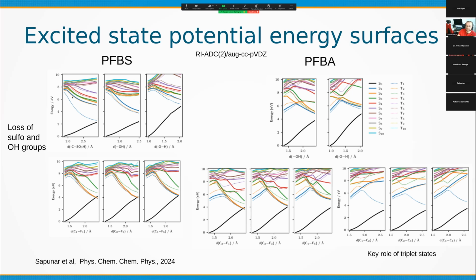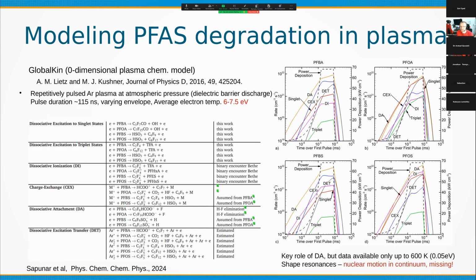The solid lines are the potential energy surfaces from the singlet states, and the dashed ones are from the triplet states. Okay, and so for PFBA, we see that there is not a big difference between the singlet and the triplet contribution, with the exception of the C-C bond cleavage, where we see that actually the inclusion of the triplet states is absolutely key to describing this bond breaking.